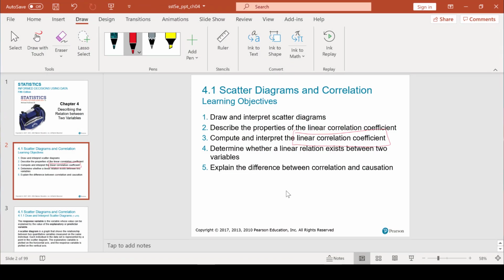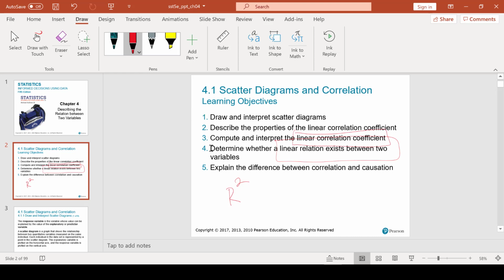But I want to point out, when you're interpreting your linear correlation coefficient, you're looking, at least for what we've done now, at that R squared value. And the closer that R squared value is to 1, the better or the stronger the relationship is. And that's how you determine whether a linear relationship exists between two variables.